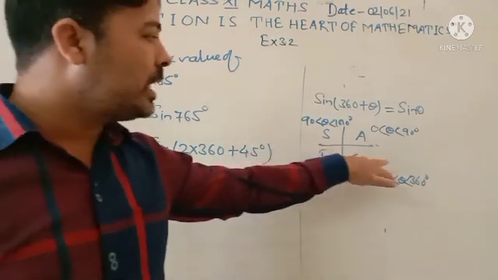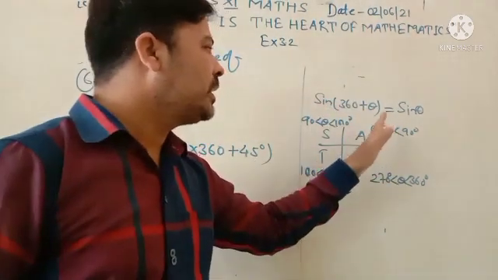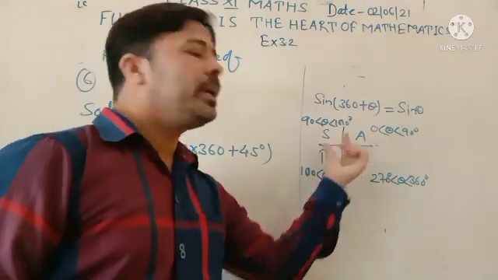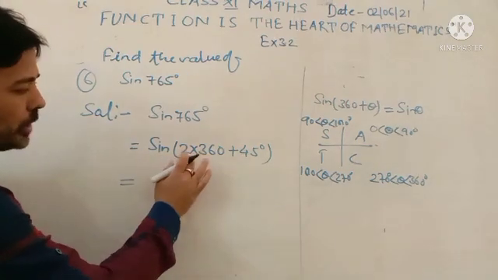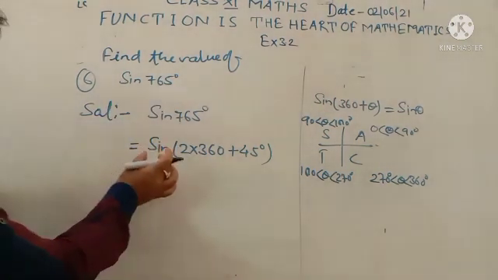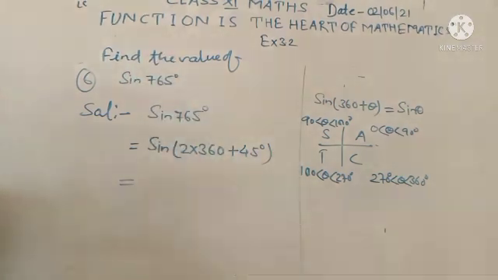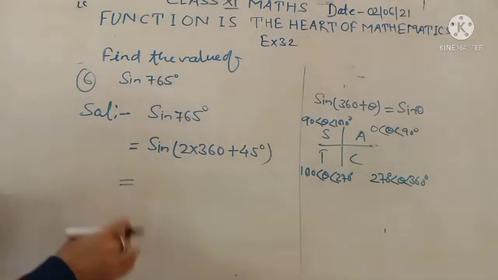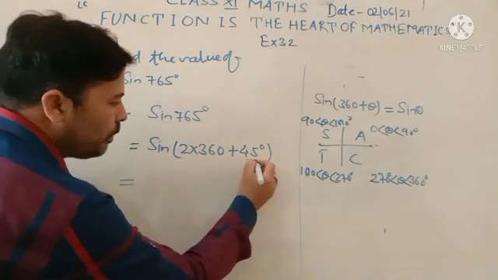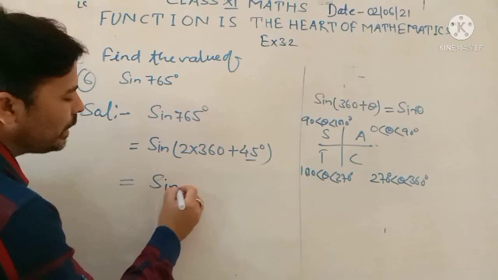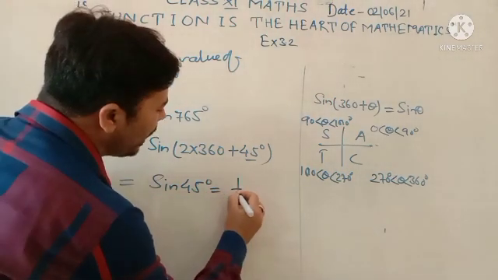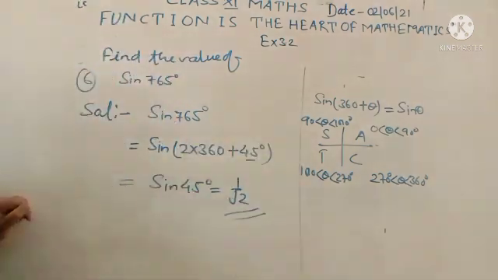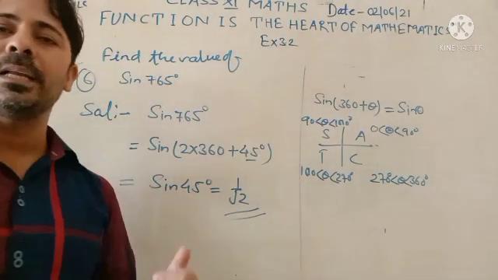So see here, this goes in the first quadrant, and in the first quadrant all the trigonometric values have a positive sign. So sin (2 into 360 plus 45) is in the form of sin (360 plus theta), which is equal to sin theta, but in place of theta, this is 45 degrees. So its value is sin 45 degrees. Now you know that the value of sin 45 is 1 upon root 2. This is the value of sin 765 degrees.